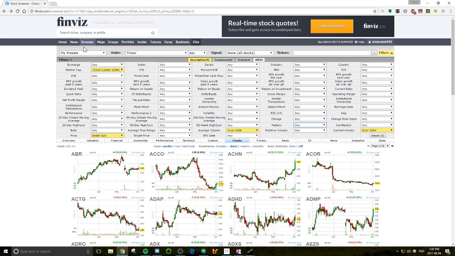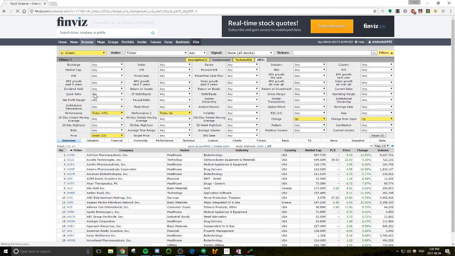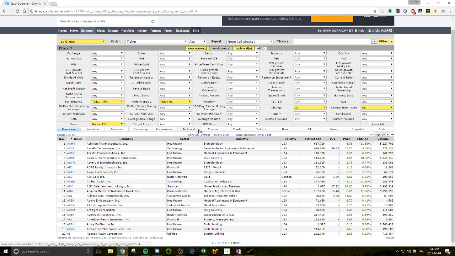So we're going to go back into Screener. Now I have a bunch of presets I'll share with you. Some of them are my own creation. Some of them have been taken from others. I always start with the green, and here are your settings for green. Now what green is, it's basically just green on the day is all it is.